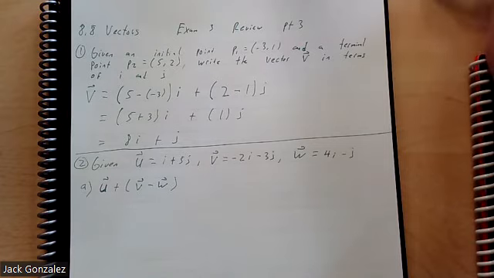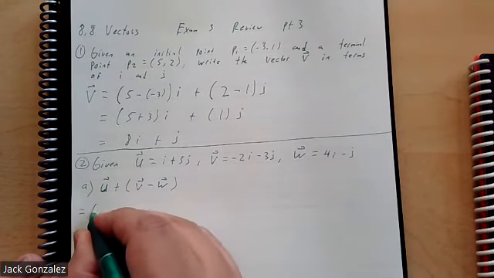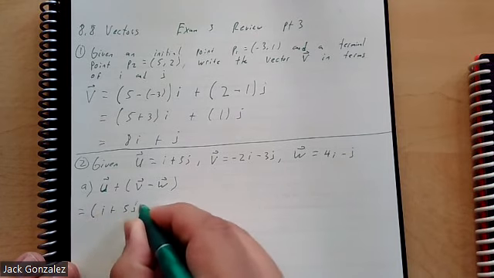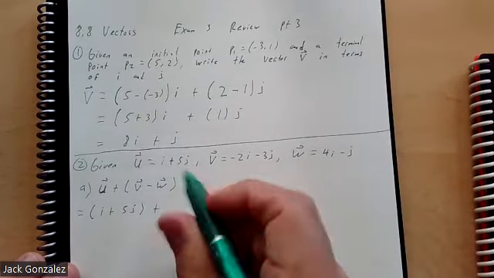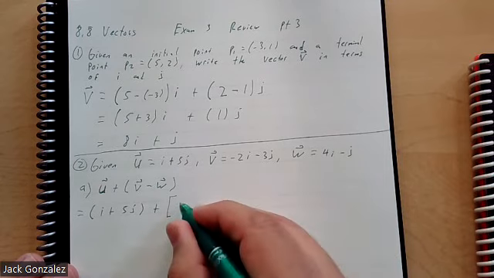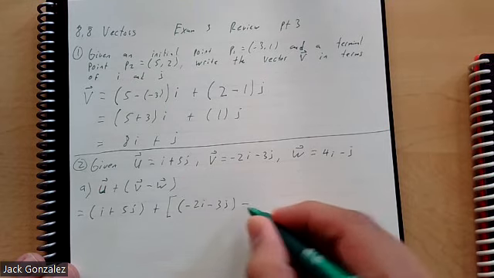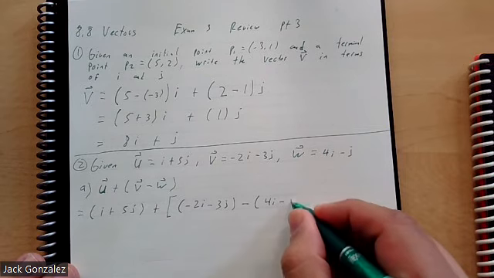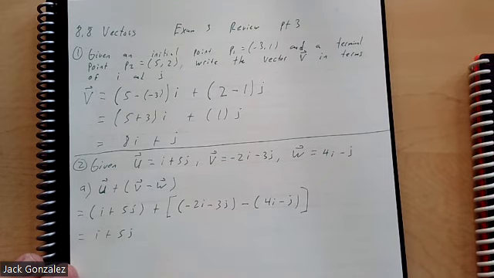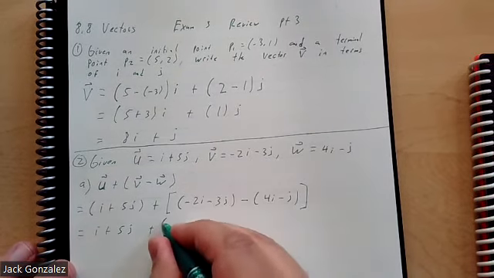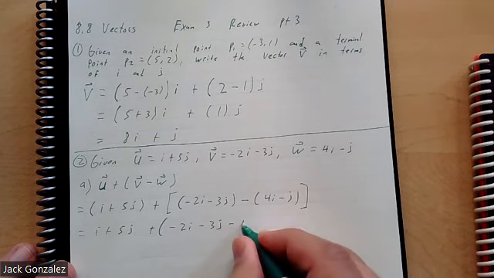All right, so here we go. So u, I'm going to use the i and j's. i plus 5j plus, I'm going to put a bracket for the second set of parentheses. So v is negative 2i minus 3j minus 4i minus j. So i plus 5j right there plus negative 2i minus 3j minus 4i plus j.